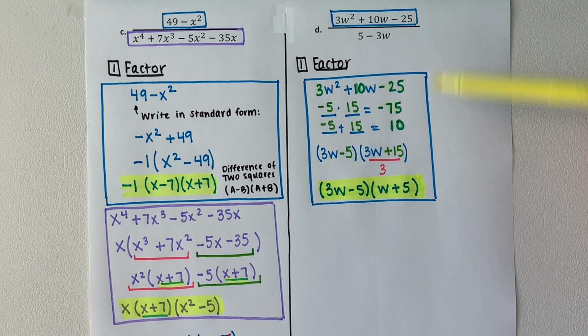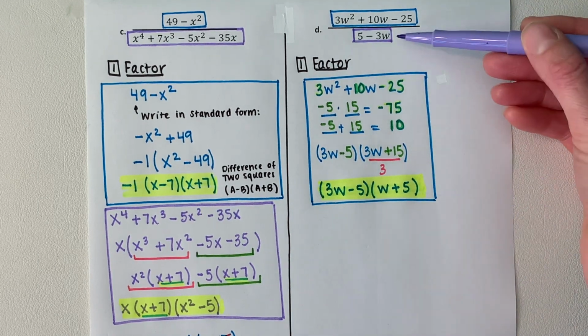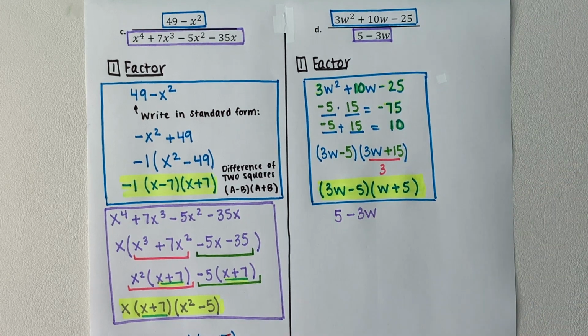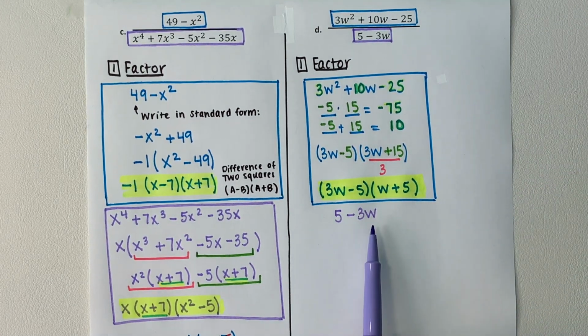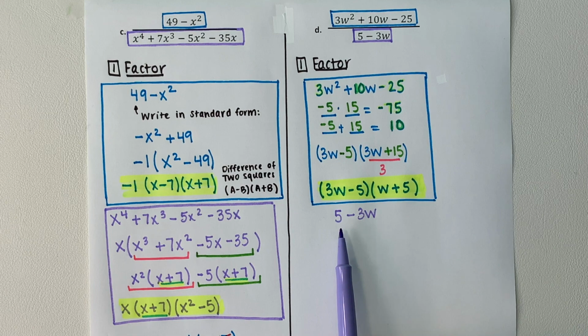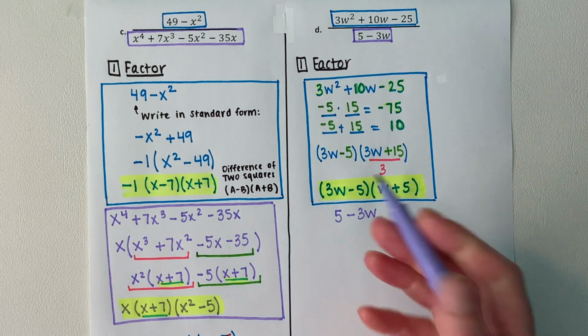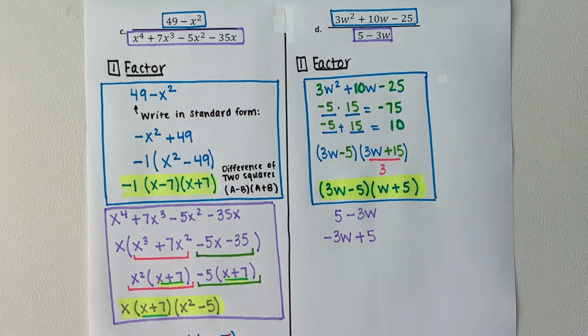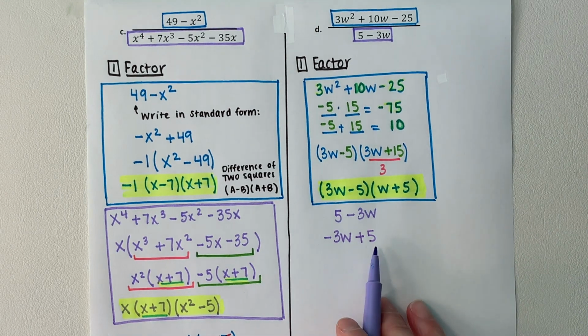So I've factored the numerator here. Next, let's factor the denominator. I've copied the denominator down here. Now notice, the denominator is not written in standard form. So before you attempt to factor this, I recommend you rewrite it in standard form. To write this in standard form, we put the variable first and the constant last. So let's write the negative 3w first, and then we'll write the constant last. Since this is a positive 5, we'll write plus 5. Now this is written in standard form.